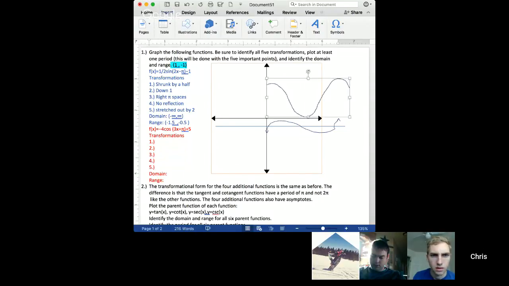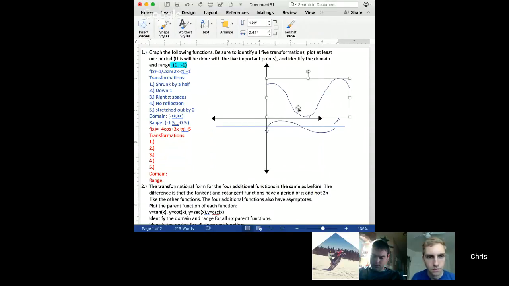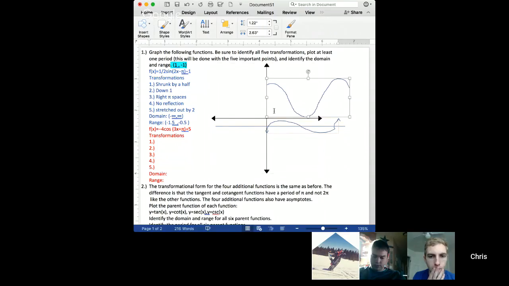No, that's not right. Yes, that's right. What is the difference between a cosine graph and a sine graph? Where they start. A sine graph starts right at the origin, and a cosine starts at 1, then goes down to 0, and then back up to 1.